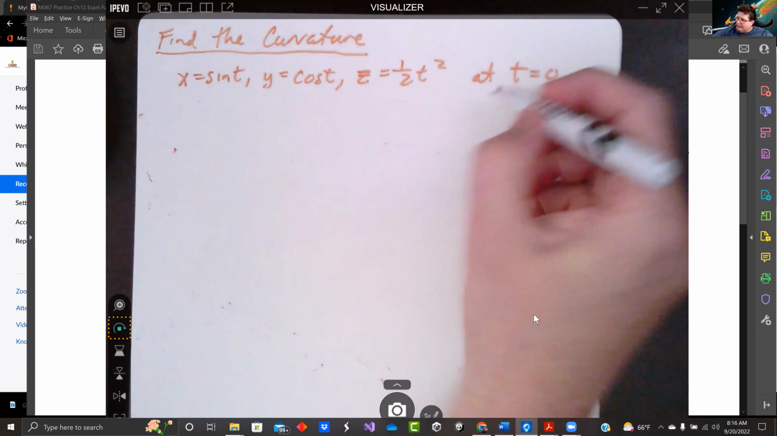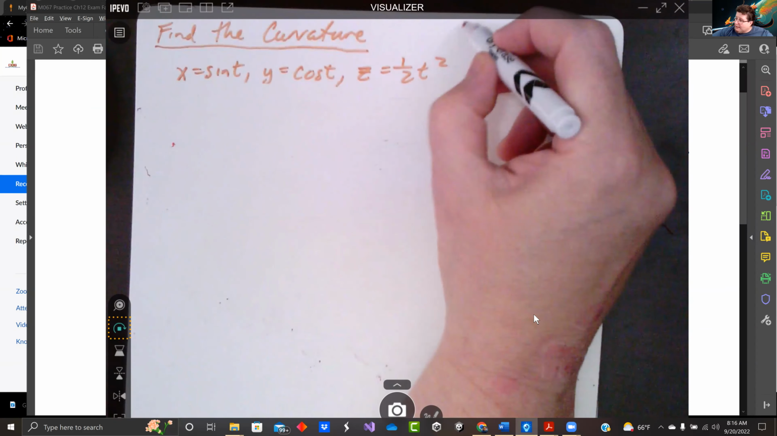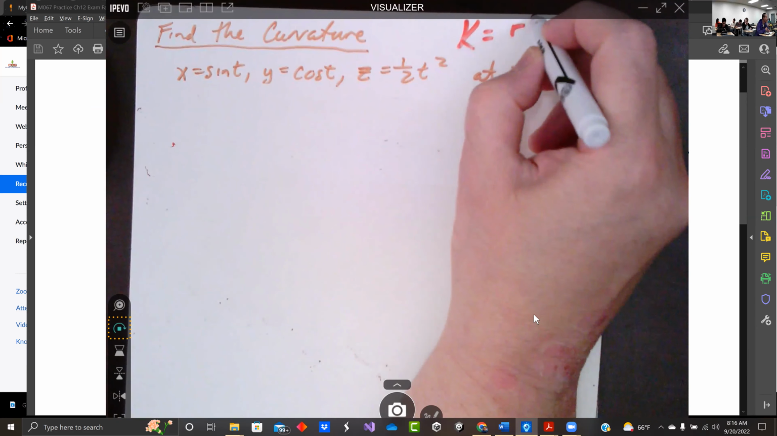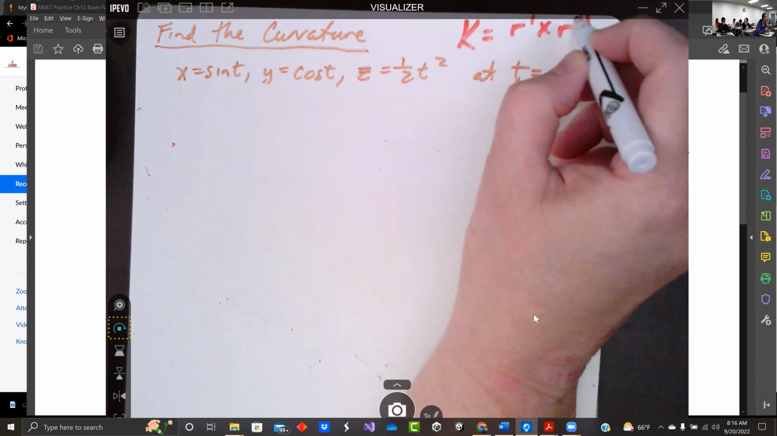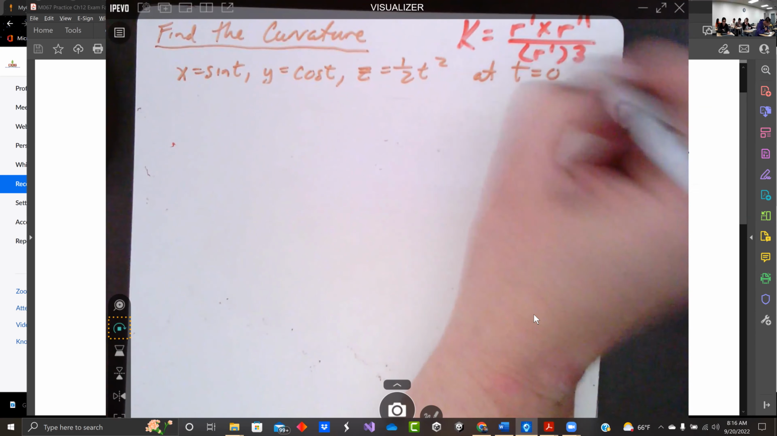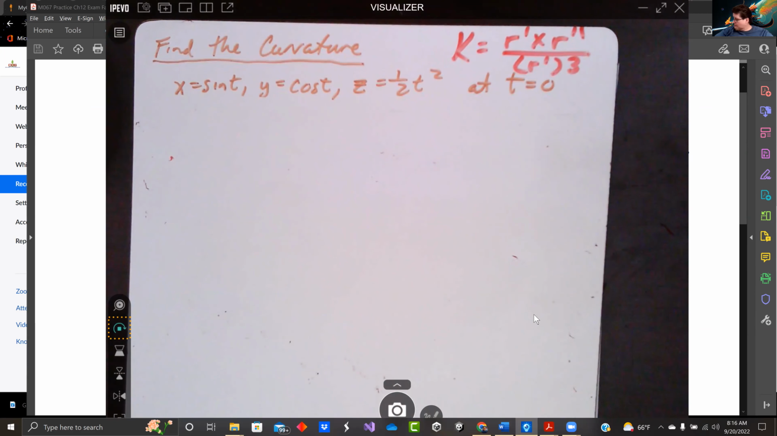As a reminder, a handy thing for kappa, the curvature, wait, it's not 12. Is... and those are all magnitudes. Maybe I better draw the magnitude in.